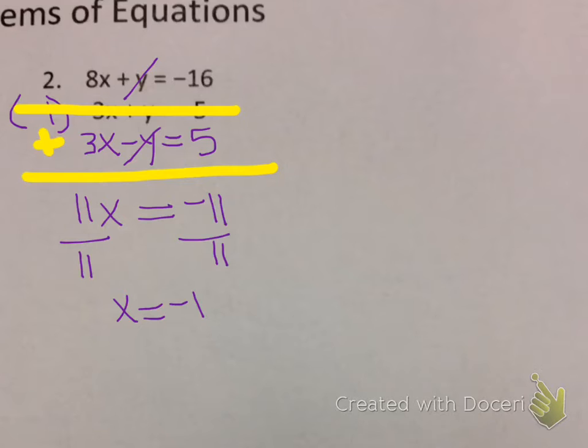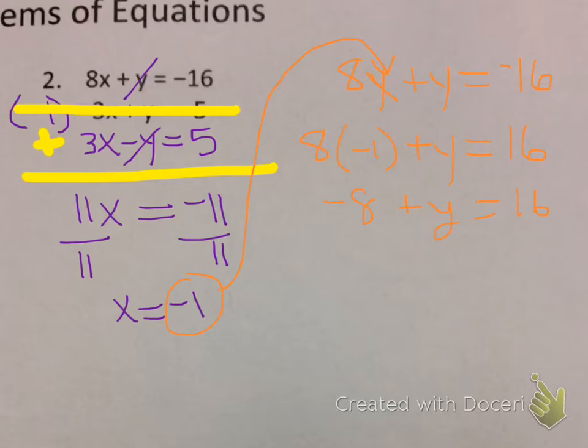In order to continue to solve this, I need to solve for my y value also. So I'm just going to come up here, and I'm going to pick one of my original equations, which is easy to see, that top one. The 8x plus y equals negative 16. And I'm going to substitute in this negative 1 right here in place of the x. So it'll be 8 times negative 1 plus y equals 16. 8 times negative 1 is a negative 8. So negative 8 plus y equals 16.